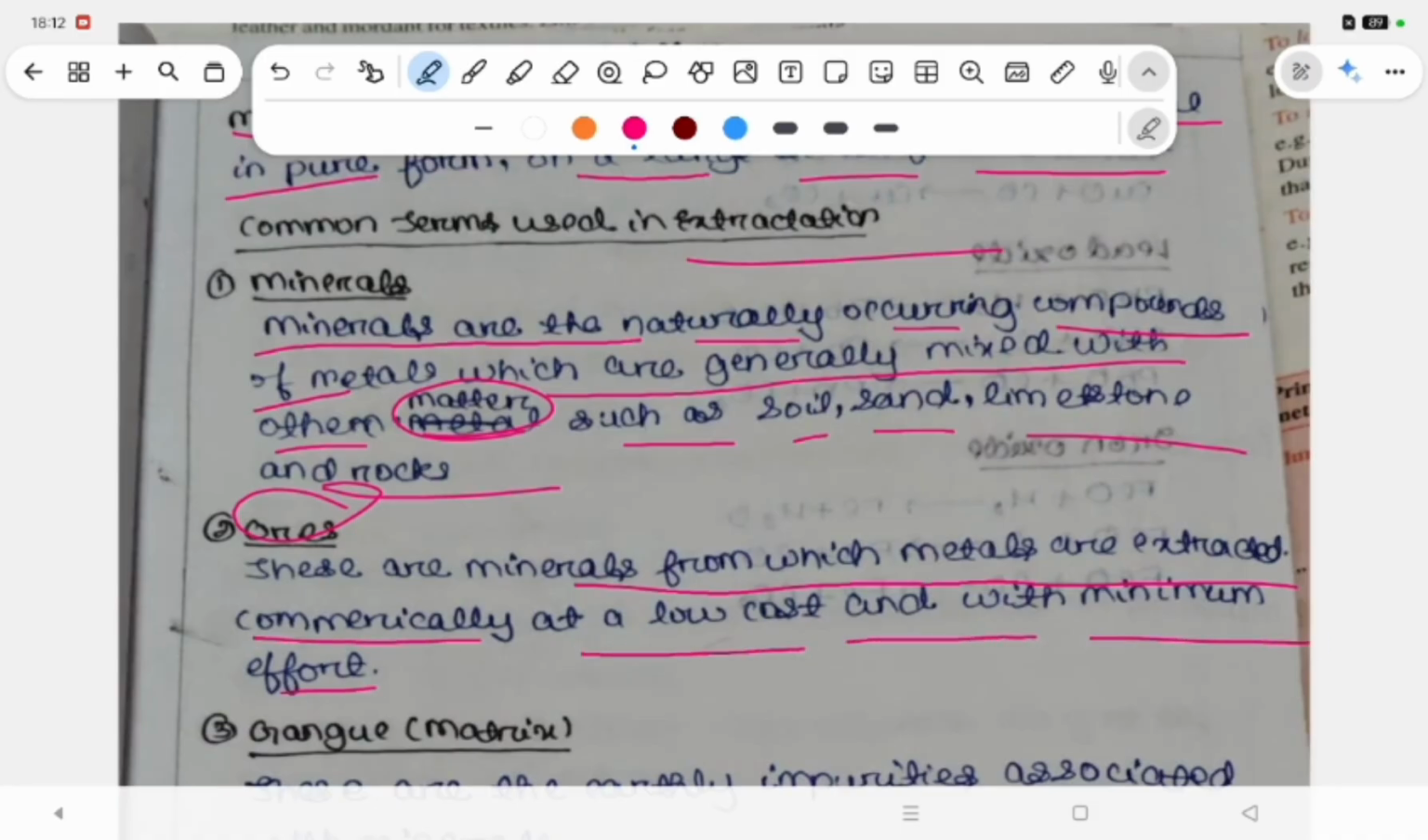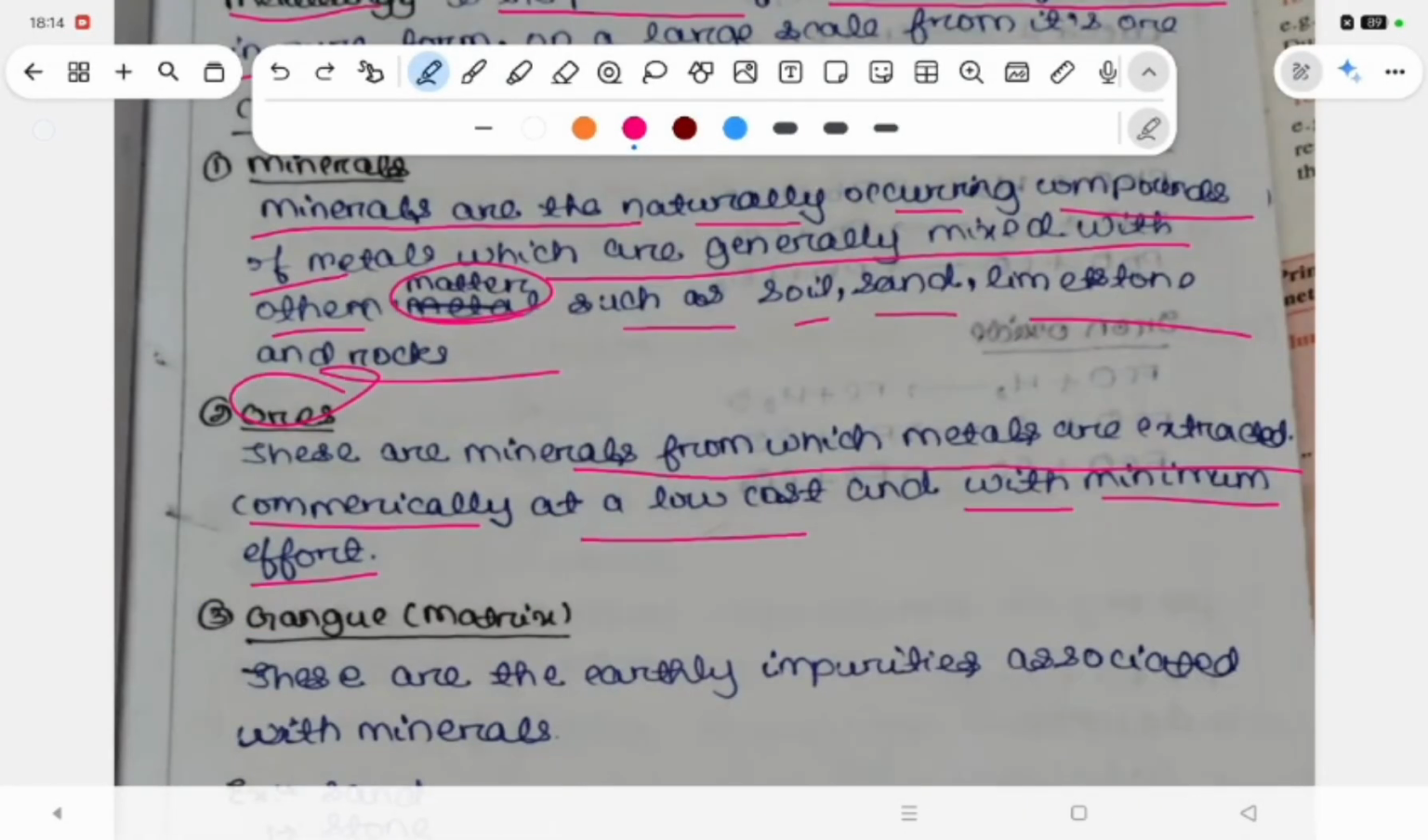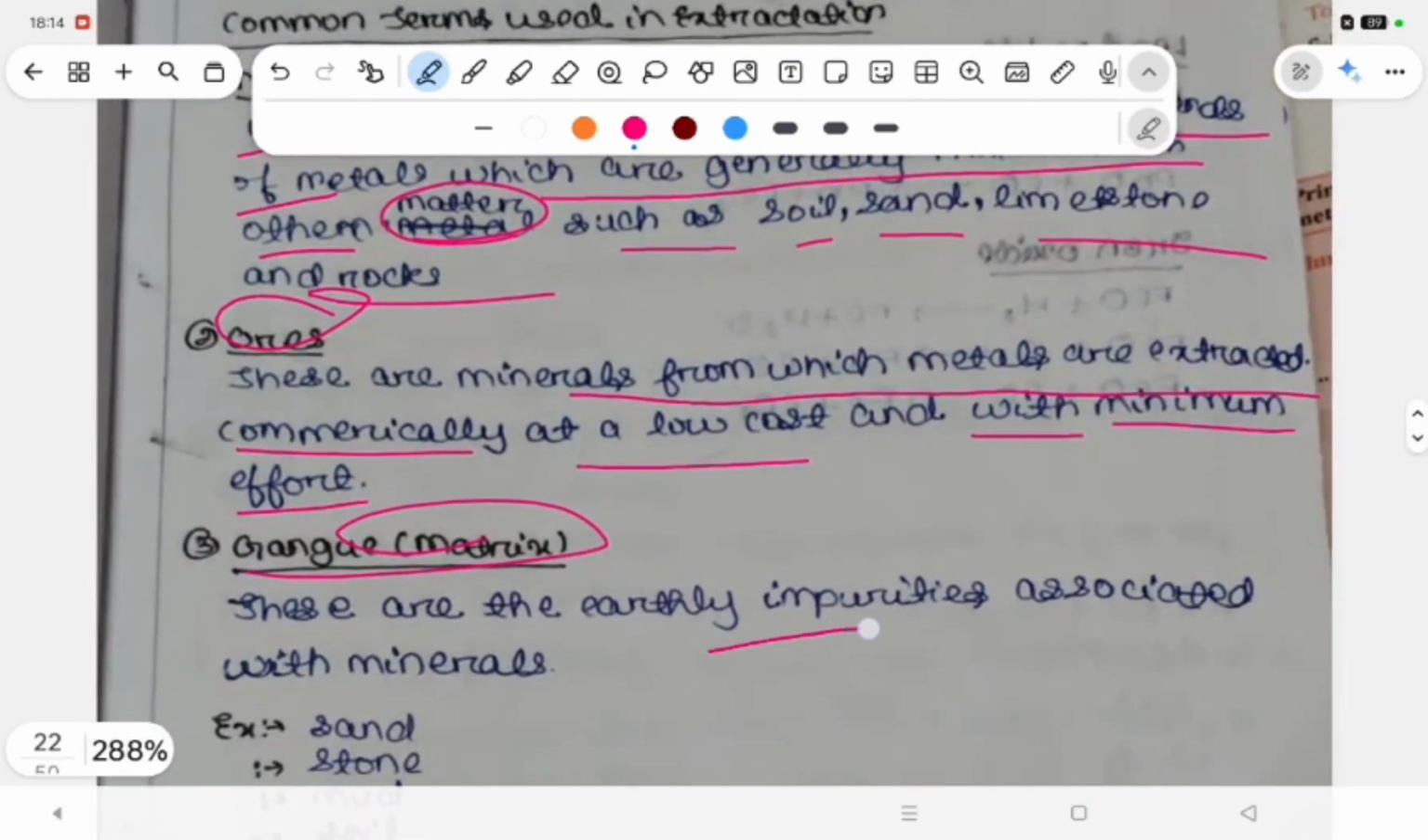Ores. These are the minerals from which metals are extracted commercially at a low cost and with minimum effort. Gang or matrix. These are earthly impurities associated with minerals.